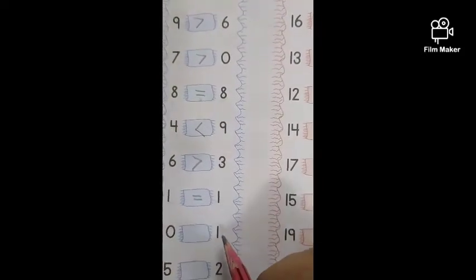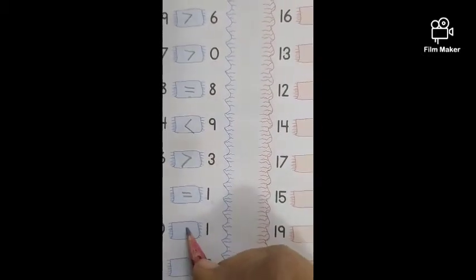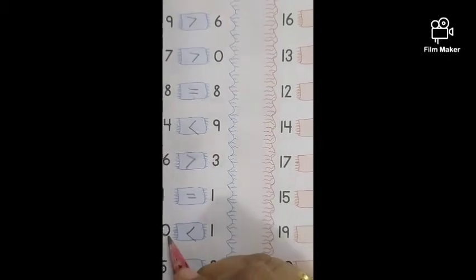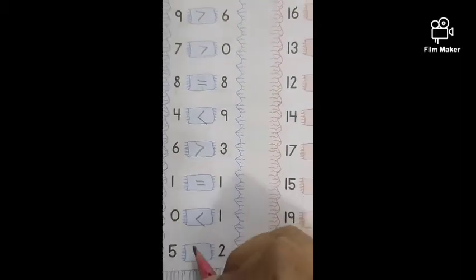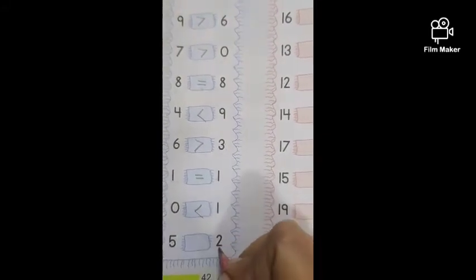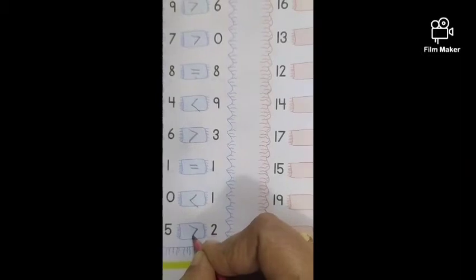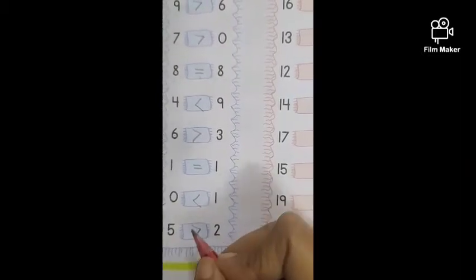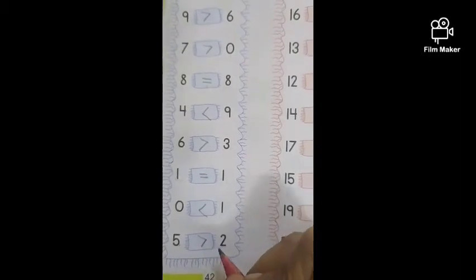Now 0, 1. Oh, 0 is very small. So like this, 0 is lesser than 1. And 5 and 2. 5 is big number, 2 is very small. So greater than. 5 is greater than 2.